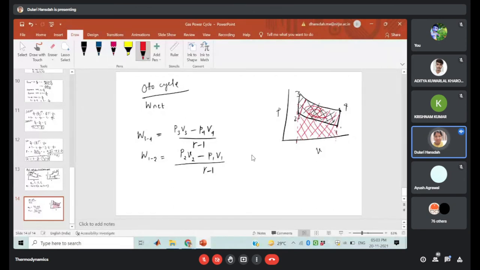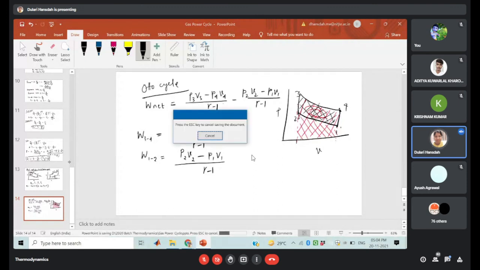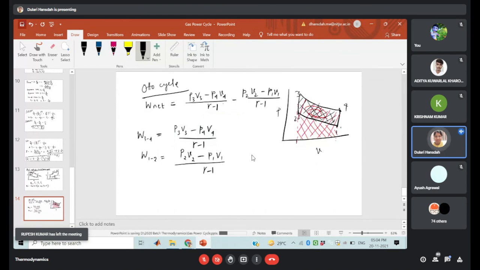So the total work in the cycle will be the area under this cycle. Okay, that is the net work. So I can write it like this: W net will be (P3 V3 minus P4 V4) upon gamma minus 1. It is the compression work, so it will become minus (P2 V2 minus P1 V1) upon gamma minus 1. So this is the net work in the cycle. You can also represent this in terms of the compression ratio. I am not going into the details of it, it is not required. Similarly, you can find the net work in case of the diesel cycle. Okay, so gas power cycle is over.